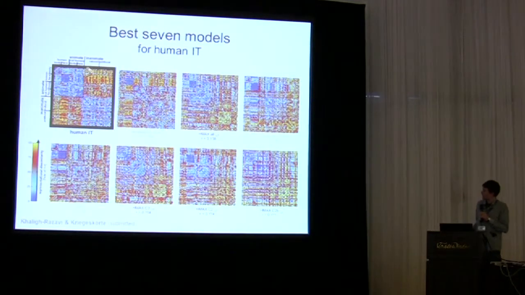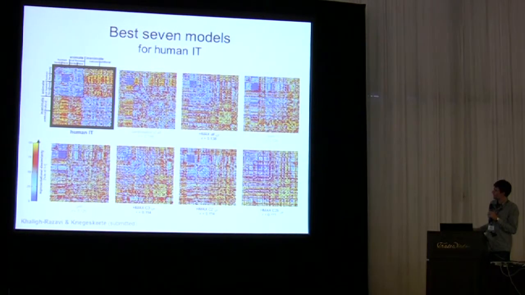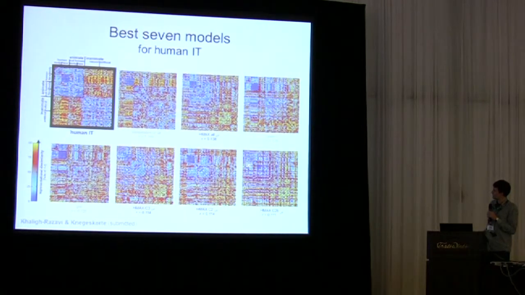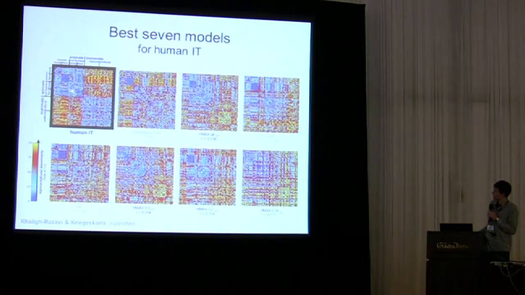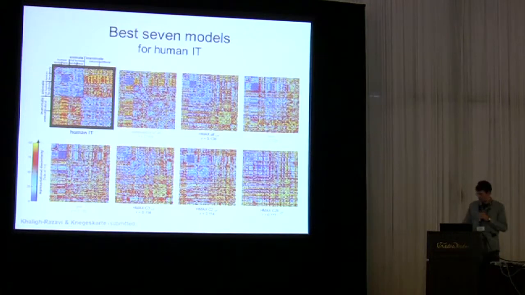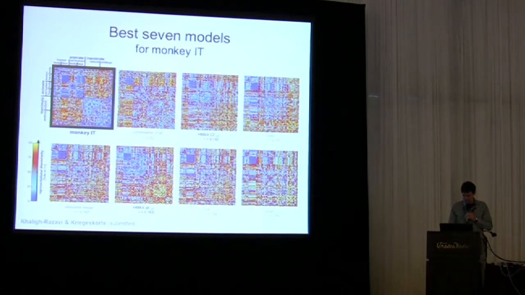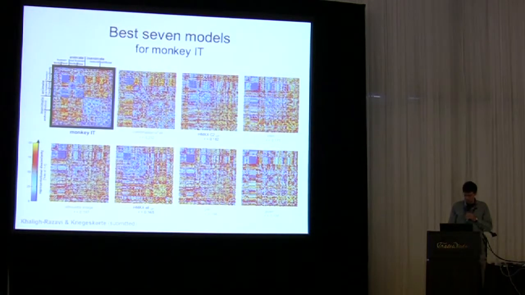Here are some examples of the best fitting representational geometries. Here's human IT, and what we see here is that many of the models get this human face cluster, but what they're really missing is this major division between animates and inanimates and some of the other sharp categorical distinctions. Here's the same thing for monkey IT, where some of the models are the same, some change, and the order changes slightly.